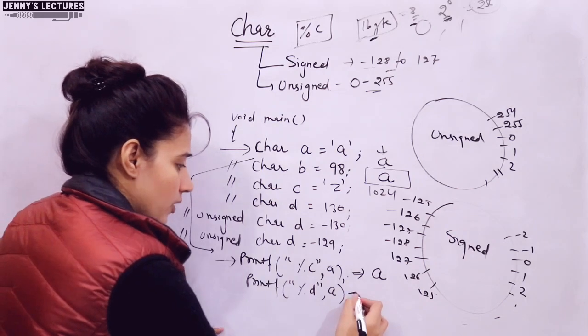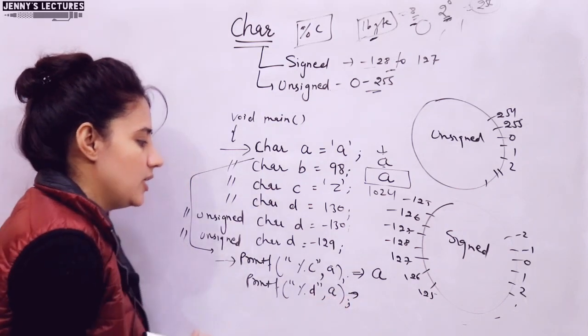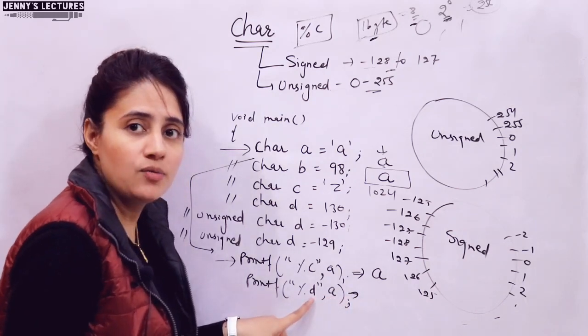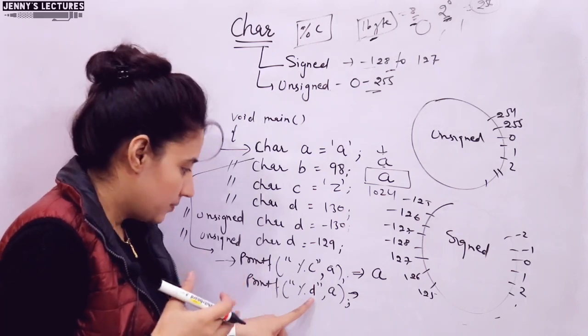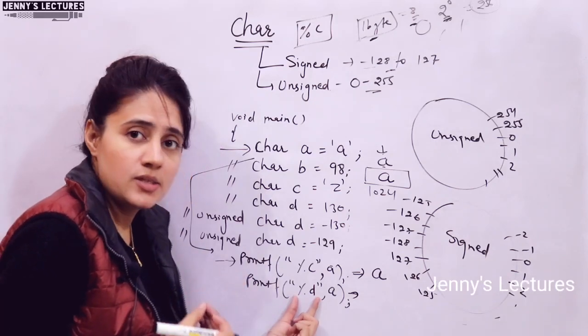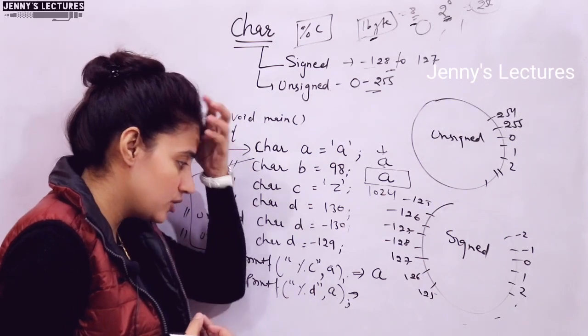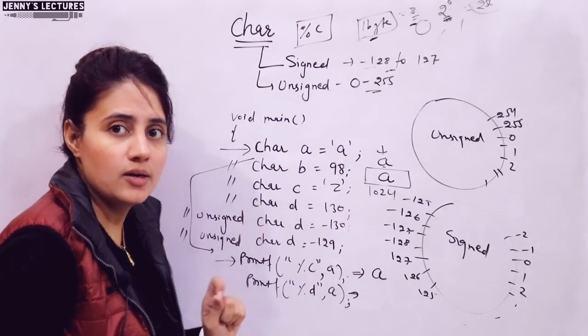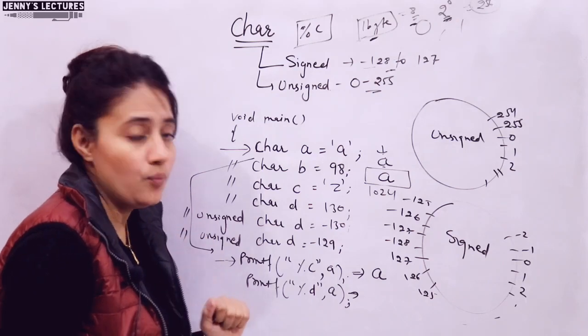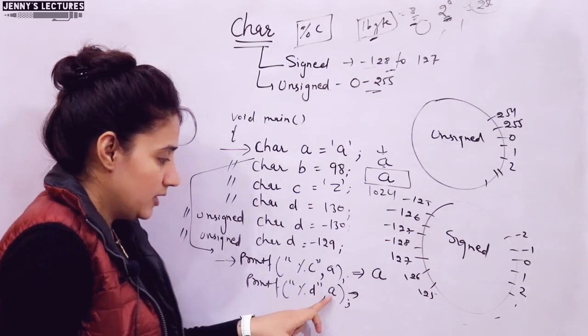Now next comes this one. Suppose you are printing A with %d. It means the compiler knows the meaning of %d, that is, it has to print an integer value. This format specifier is for what? Integer. It is not for character. Now it will print an integer value.